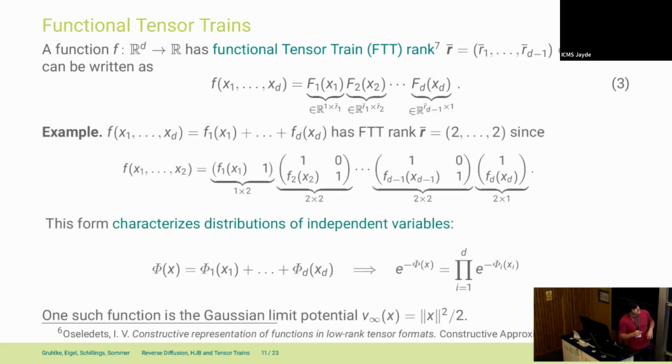And as an example, if you have a function that is a sum of functions with univariate dependence on the coordinates, then this has only rank 2. What does it mean? I mean, if you have a density that is independent, its log is basically just a sum, right? So exactly in this scenario. And this is exactly the case for the limit distribution, the Gaussian. Yeah? So what we now have is a polynomial in the limit, and we have a low rank polynomial in the limit, right? So this is a good selling point for now.